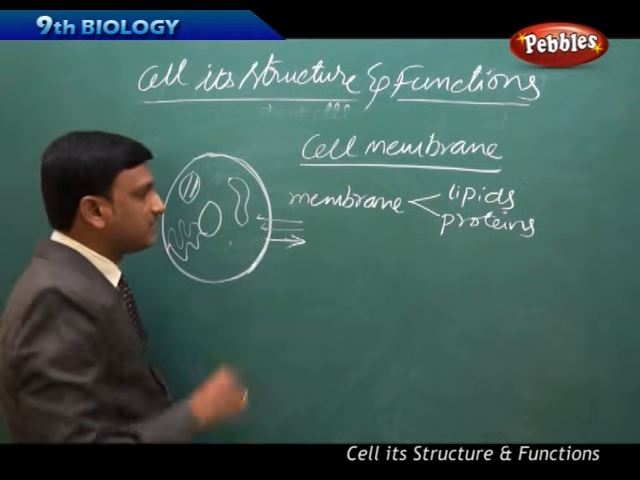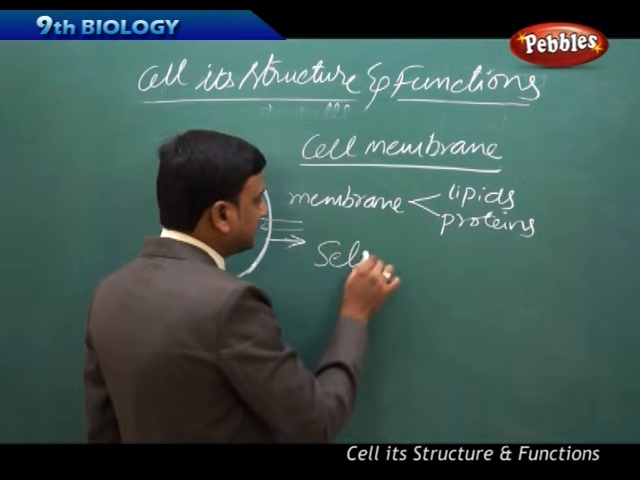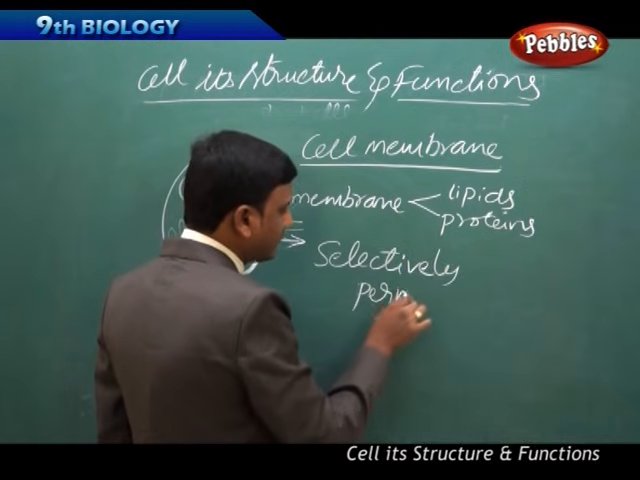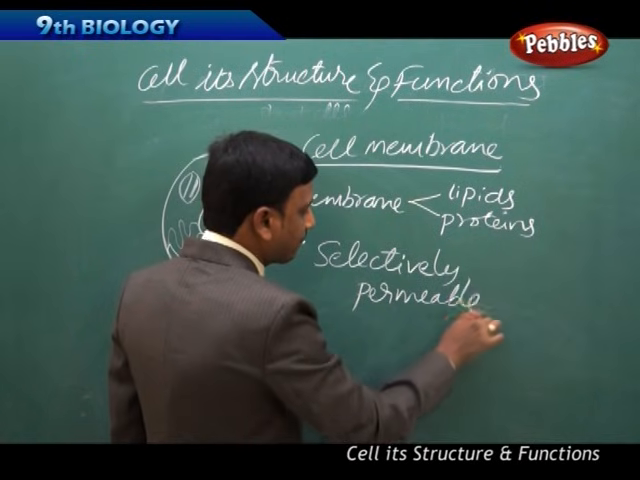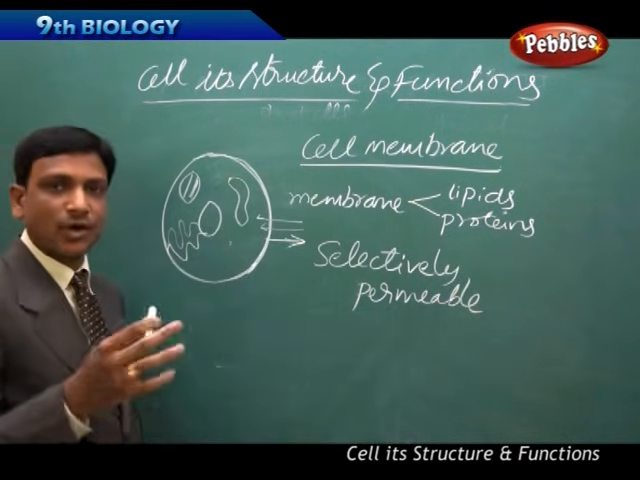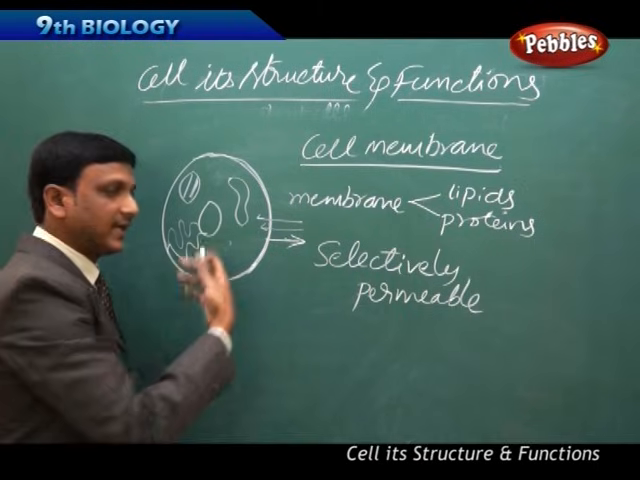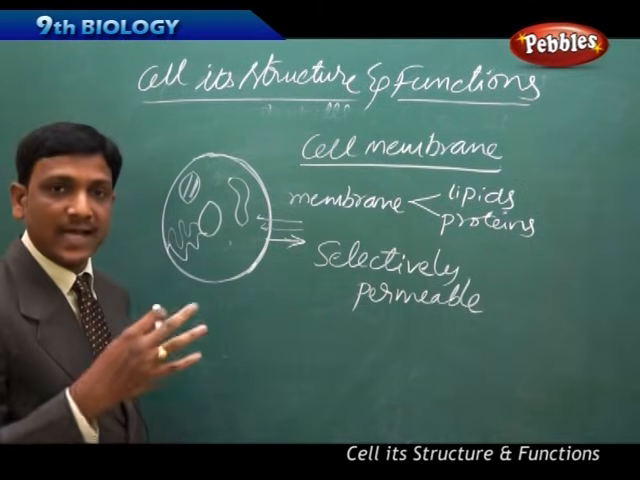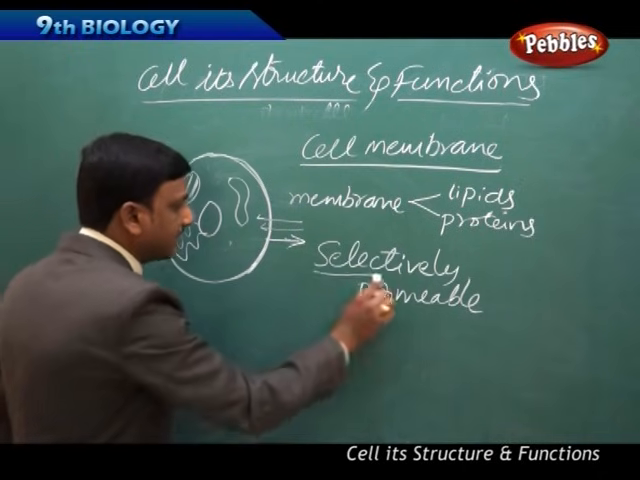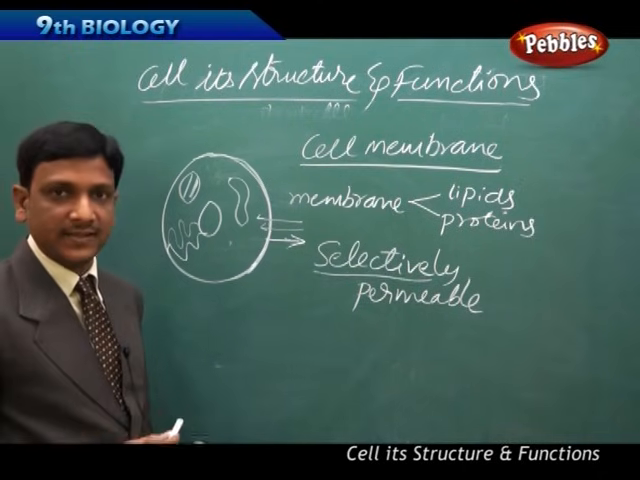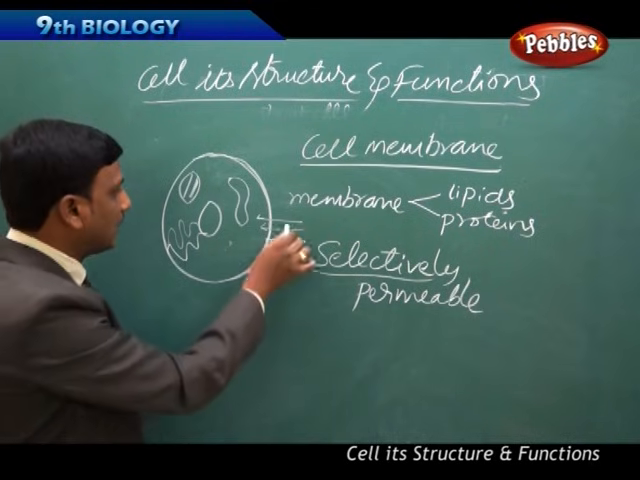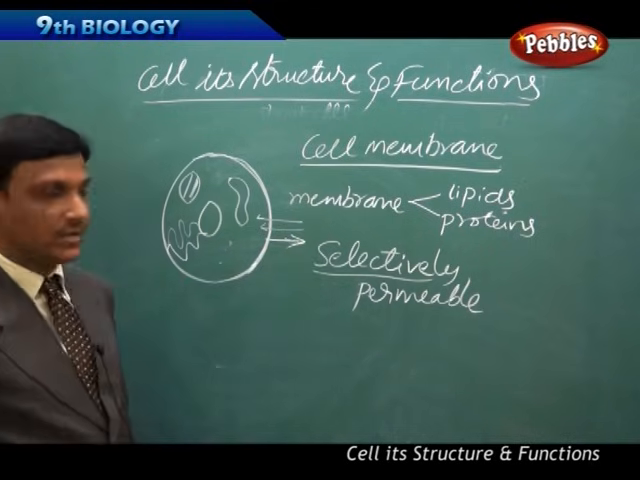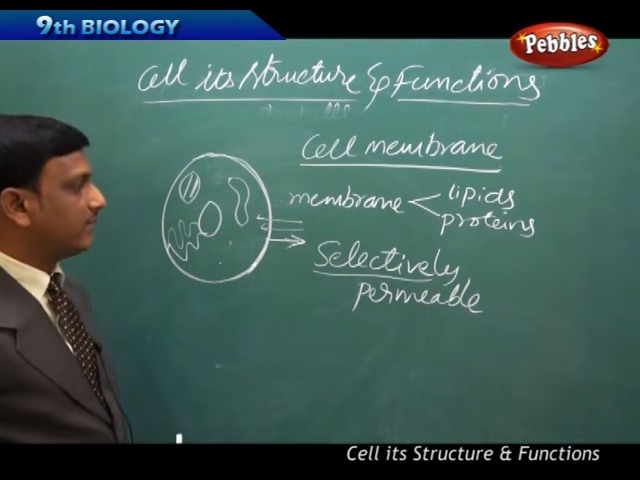So this nature of the cell membrane is called selectively permeable. What does it mean? It is not allowing all the components to get inside. It is not allowing all the water or ions into the cell. It is allowing them selectively. Only the selected or permitted materials are allowed to enter into the cell by this cell membrane. So this nature is called selective permeability.